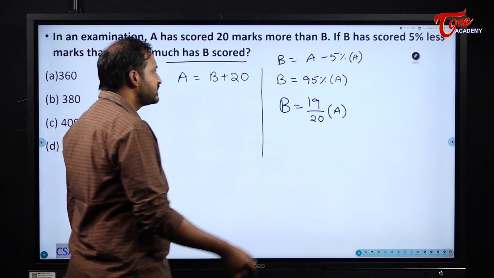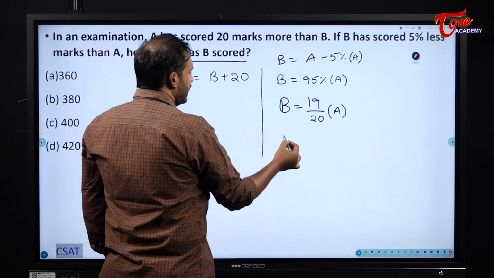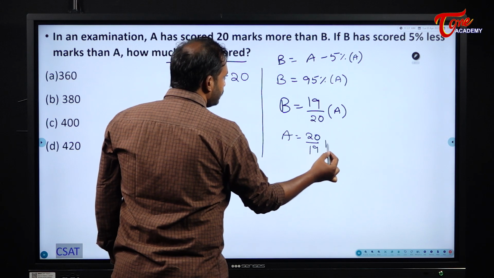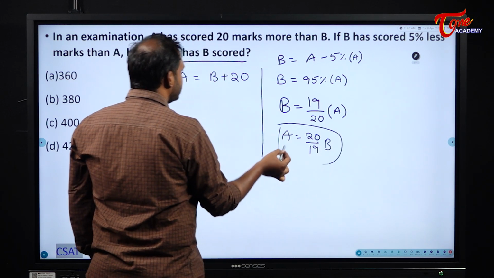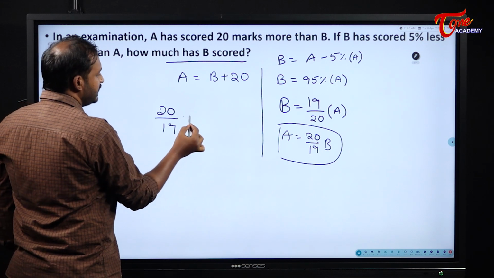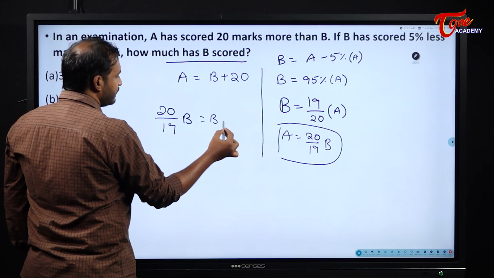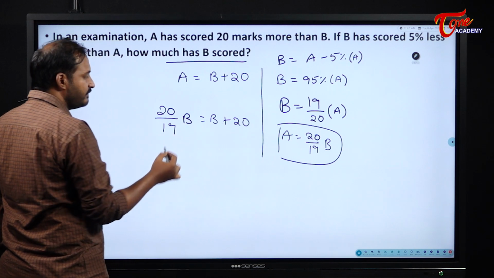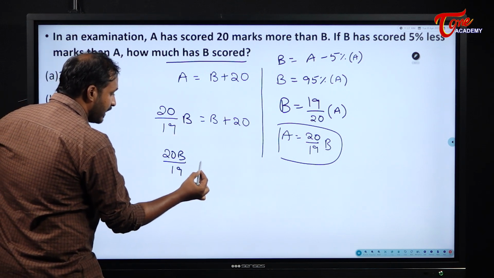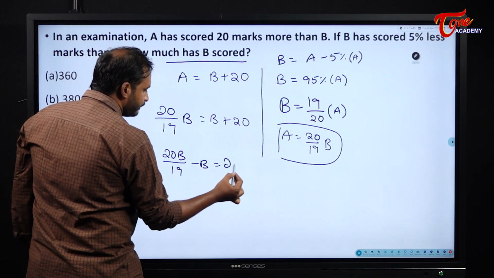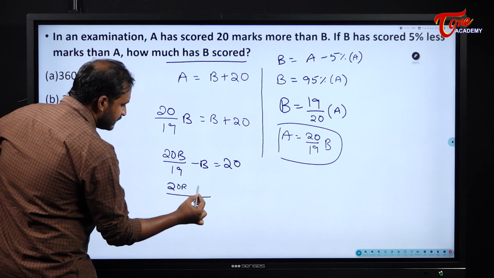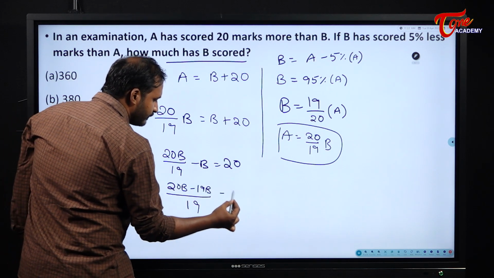Okay, now from this, A value I can write as 20 by 19 of B. Substitute this A value in this equation, what you will get here? 20 by 19 B is equal to B plus 20. So, if I send B to this side, it will become 20B by 19 minus B is equal to 20. So, LCM becomes 19, 20B minus 19B is equal to 20.